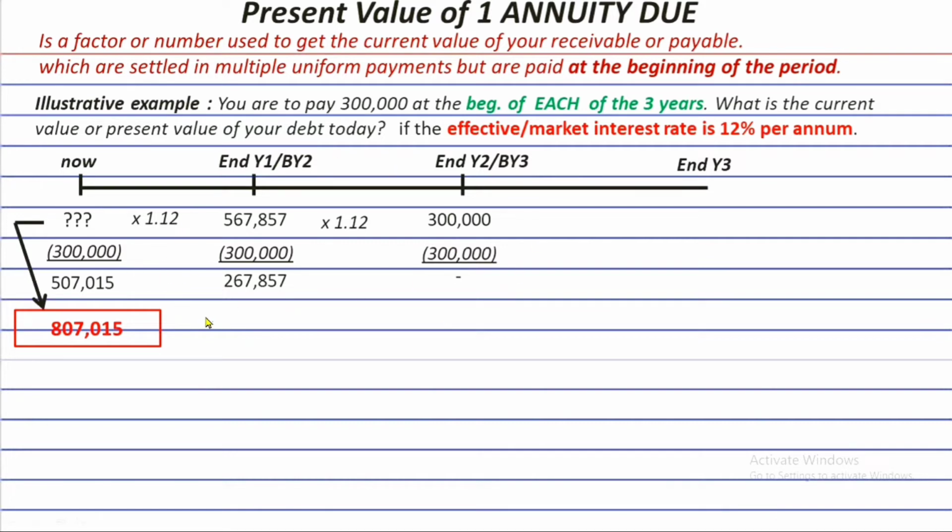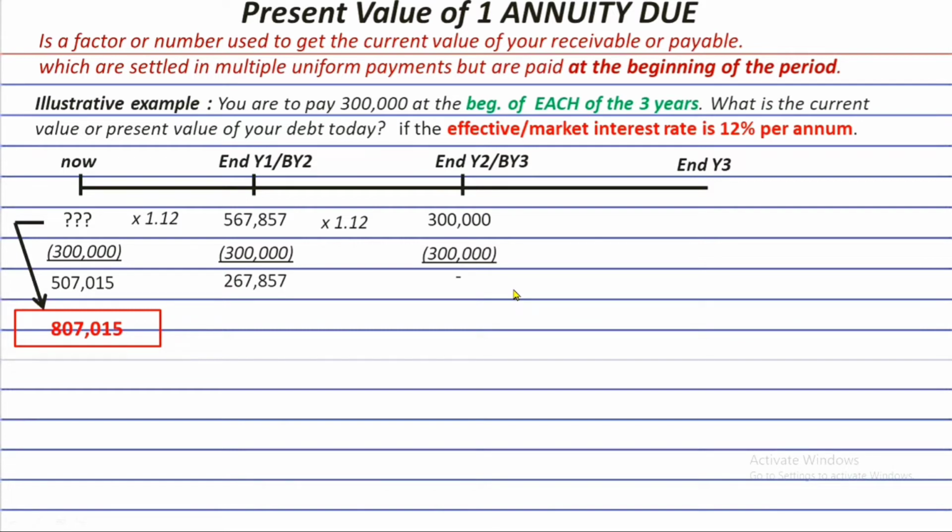Okay? But this type of solving will be illogical if we're talking about 20 years, 30 years, or longer maturity periods. Okay? That's why we still need to study how to get the present value of one annuity due or annuity in advance factor.